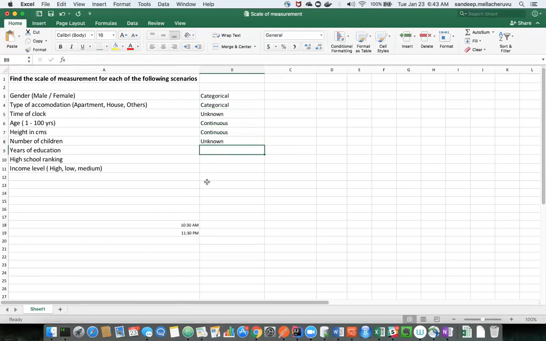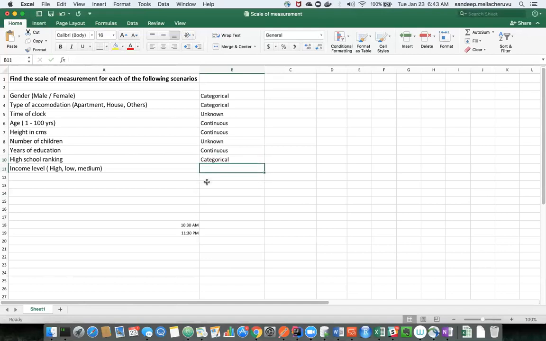Okay. Now, years of education. This is clear, I believe. Years of education, this is continuous. Then high school ranking. Ranking could be 1, 2, 3, 4 like that, right? Can you add? This is a category, because we cannot add two rankings. My rank is 2 and your rank is 3. Can you add? You cannot add. There is no meaning. I mean, theoretically you can, but there is no meaning. So this could be categorical.